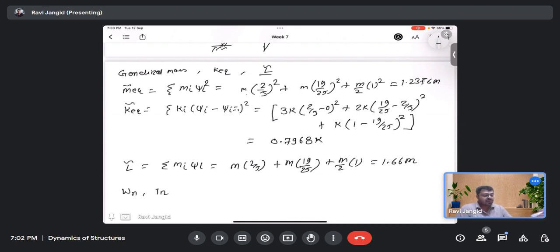And you have m given to you as 50,000 kg, and stiffness K, like we have represented, that was 15 into 10 raised to power 6 Newton per meter. So give it a try.